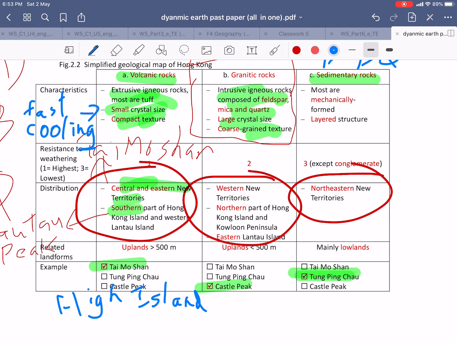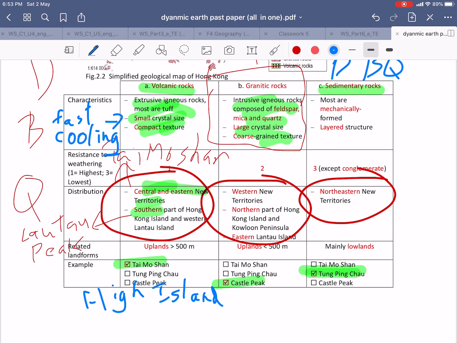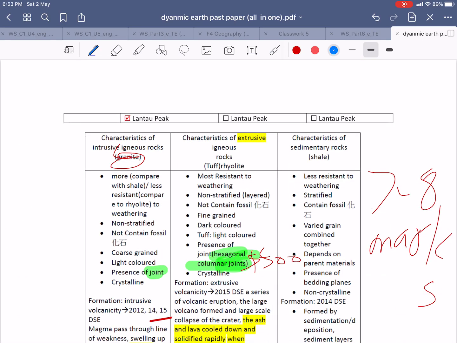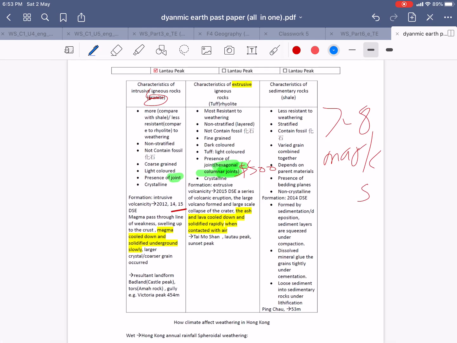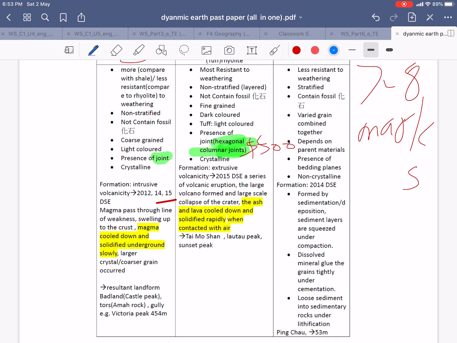Okay, how about sedimentary rock? Sedimentary rock is mostly in the northern NENT, northeastern New Territories, mainly made up of the lowland, just like Tung Ping Chau, and this one is very important. Okay, as I have told you before, memorize all of this. Okay, let's go through it.